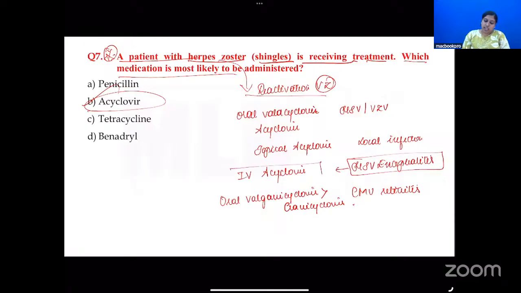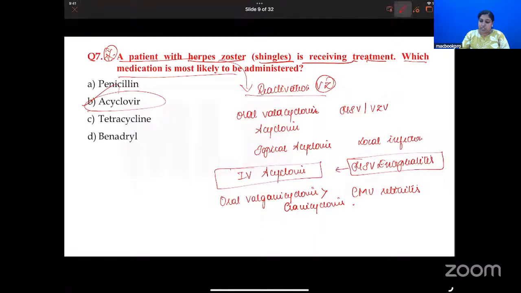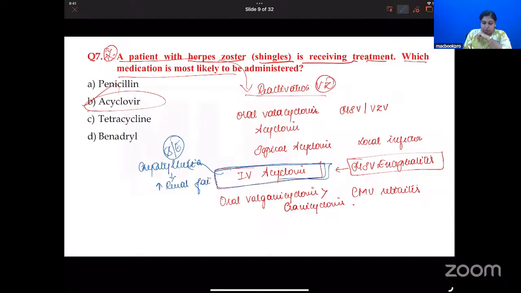And if the patient is taking IV acyclovir, what is the side effect? Now tell me, what is the side effect of IV acyclovir? IV acyclovir has an increased risk of causing crystalluria, and it increases the risk of renal failure. So proper RFT management, RFT maintenance has to be done for this patient.